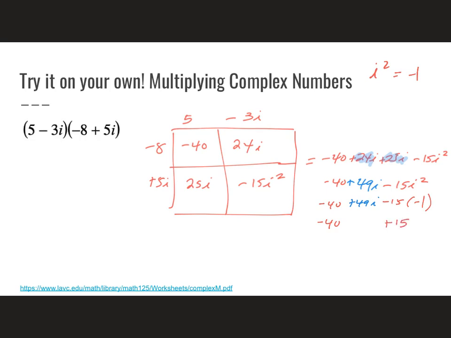I didn't do anything to this 49i, so let me bring it down. And now I have another set of like terms over here, right? I have this negative 40 and this 15. And so when I combine them together, I get negative 25. And then I have my 49i as my imaginary part to my complex expression. So that should be my final answer.